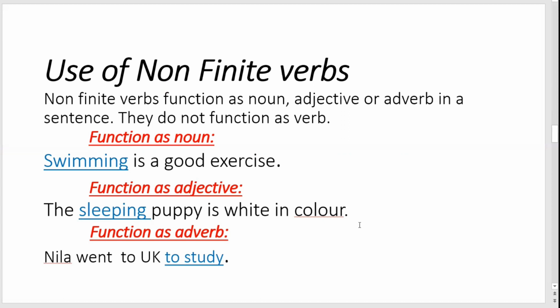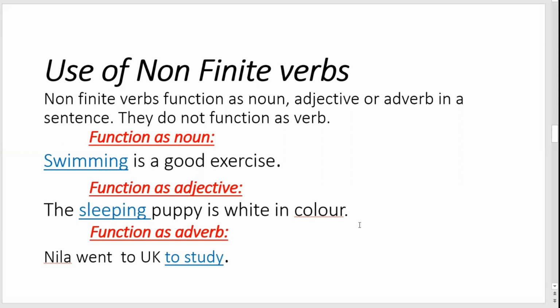So here you can see this: the sleeping puppy is white in color. So here the verb ing, sleeping, is just telling more about this puppy. What kind of a puppy is it? It is the sleeping puppy. It is not telling the exact action that is performed by this puppy. It is just describing this puppy, sleeping puppy. So this is acting like an adjective. Ing form of the verb acting like an adjective.